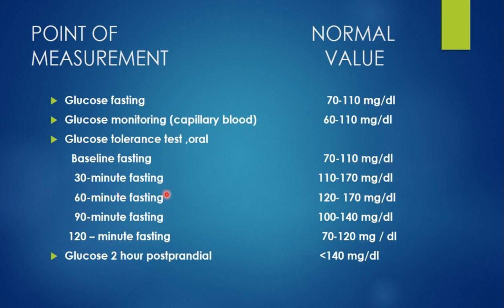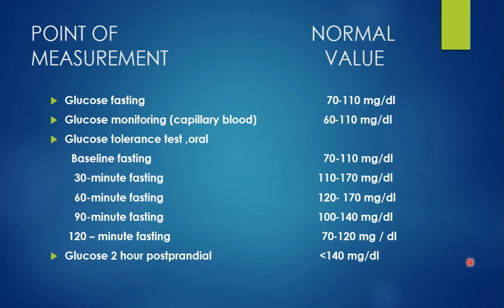After 30 minutes, it should be 110 to 170 mg per deciliter. After 60 minutes, that means 1 hour, it should be 120 to 170 mg per deciliter. After 90 minutes, it should be 100 to 120 mg per deciliter. After 120 minutes, that means 2 hours, it should be 70 to 120 mg per deciliter. Multiple blood samples are taken for this test.